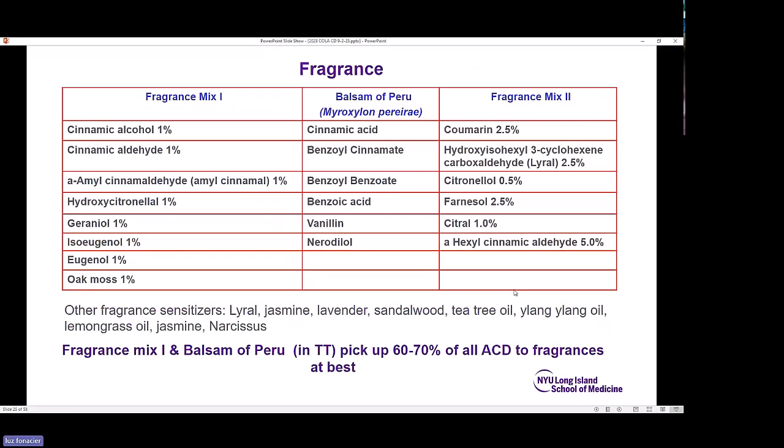Fragrances, I'm just giving you the 3 most common fragrances. And if you only do fragrance mix 1 and balsam of Peru, which is found in the TRUE test, you'll pick up about 60 to 70% of ACD to fragrances. So you will see that you will miss 30 to 40% of fragrances if you just did the TRUE test, and that will include your fragrance mix 2 and your other fragrances that are now out in the market.